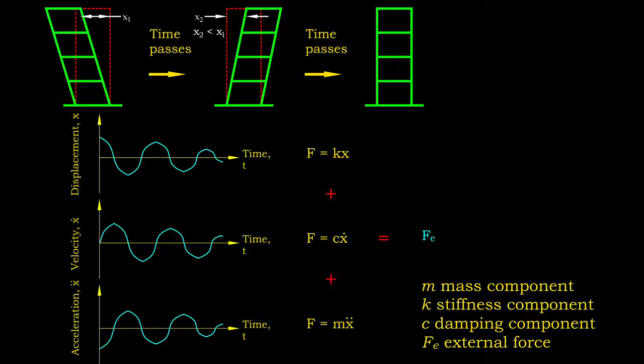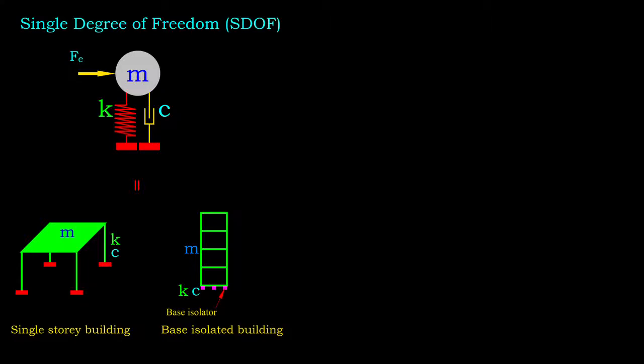Under equilibrium, the external force applied to the system equals the sum of the resisting forces by all these components. During analysis, a structural system may be considered as a single degree of freedom (SDOF) system during the early stage. An SDOF system simplifies the analysis procedure using only one displaceable mass component.